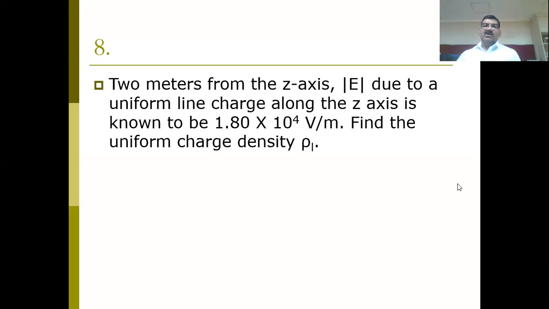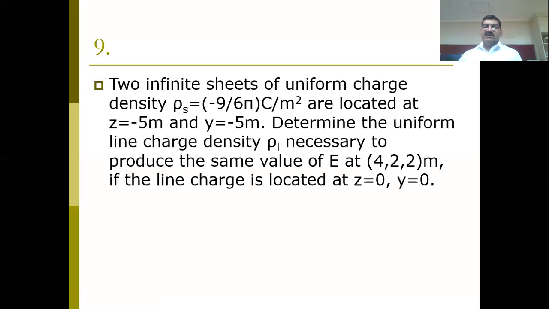Okay, so we'll go further. So these are some problems, some are tricky, some are simple. If you focus on that, you will get the answer.